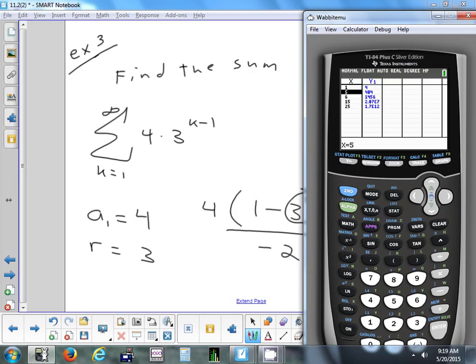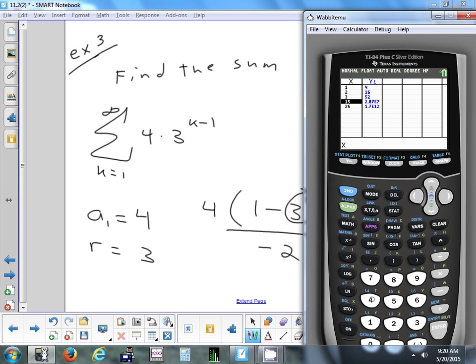Okay, so your first number is 4. If you add up the first two numbers, well, we said the first term was 4, the next term is 12. If you add 4 and 12, you should get 16. Okay, the next term is 36. So if you take 16 and then add 36 onto it, you get 52.